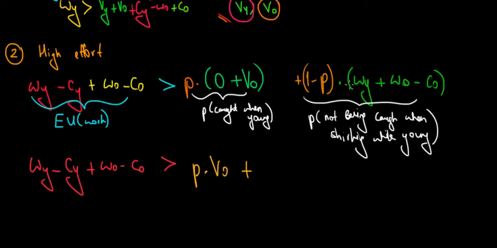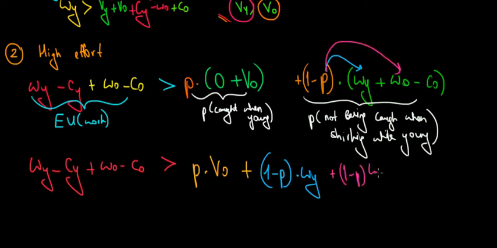So we will have 1 minus P times the first term. We will have 1 minus P times Wy, and then we will have 1 minus P times Wo, plus 1 minus P times Wo, and one more time, minus 1 minus P times cost of effort, 1 minus P times the cost of effort when he is old.